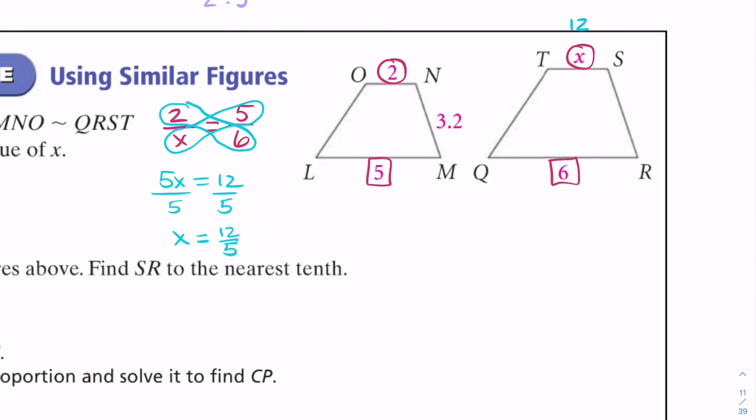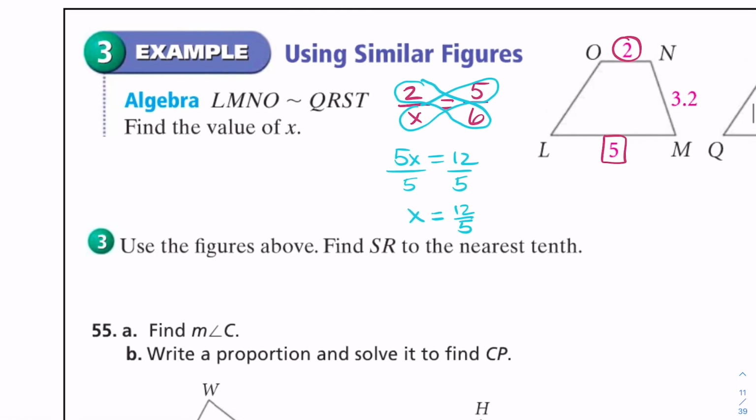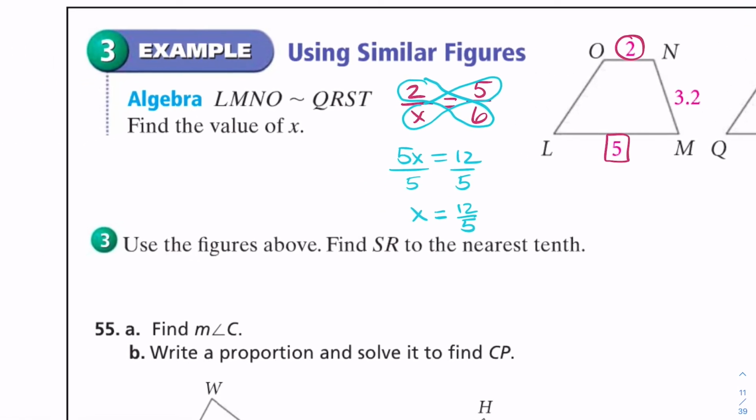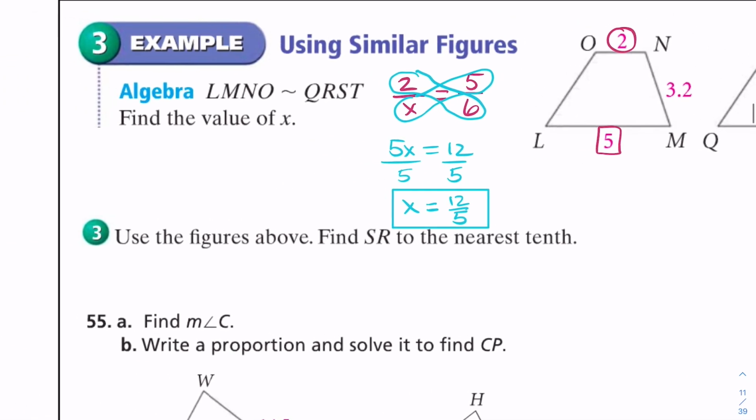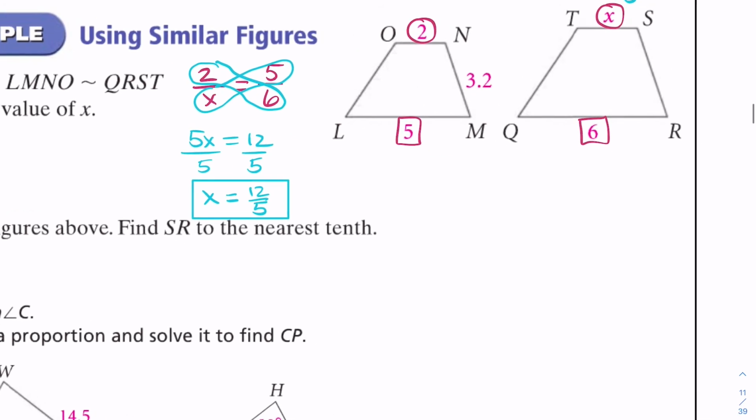Here's 12 fifths. It says find the value of x, which we did, and we are good. Now, what's the ratio? So this was solving for x. But what's the ratio of these? Well, the ratio, if I want to write it out, from small to large is 5 to 6, or 6 to 5, depending on my order, depending on what they ask me.